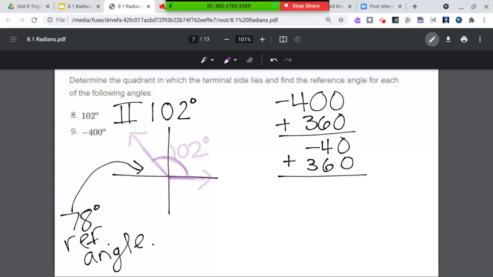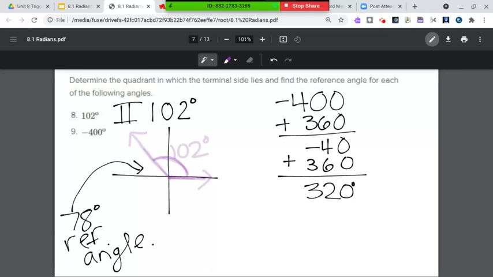320. Yep. Look, I was about to put 230. 320. Okay, so we're at 320 degrees. What did that just tell us? Negative 400 lies coterminal with 320 degrees.